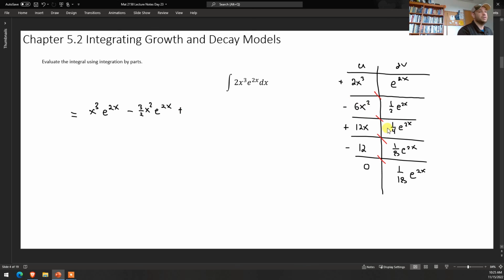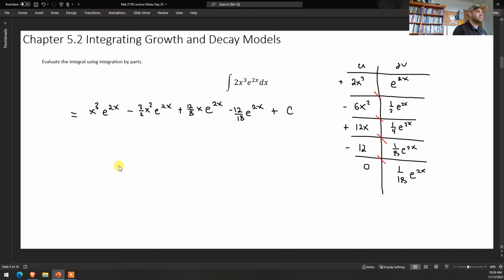Let's see, what term are we on here? I got lost. First term, second term. Now we're at plus 12 over 8, and there's an x. Well, we can simplify that at the next step. E to the 2x. Now we're on the next term. Minus 12 over 18, e to the 2x. Now we've gotten to our last row where there's a 0 here, and so we can add our arbitrary constant.